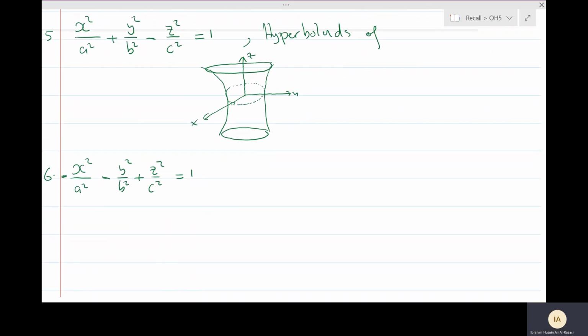you have a negative. Again, what are the traces? If x equals 0, that will be a hyperbola, a minus and a positive. If y equals 0, again a hyperbola, a positive and a negative. If z equals 0, this is negative and this is positive. There is no trace in the xy plane, at z equals 0. So what is it? Hyperbolas. So we write hyperboloids.